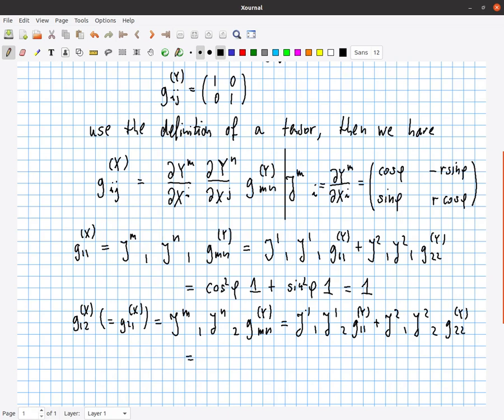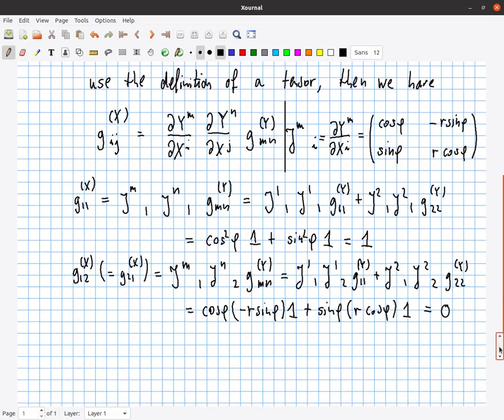And this gives, so J11 is cosine phi, J12 minus r sine phi times 1 plus J21, which is sine phi, times J22 r cos phi times 1. And you see the terms are the same, but differ by a sign. Hence we get 0.